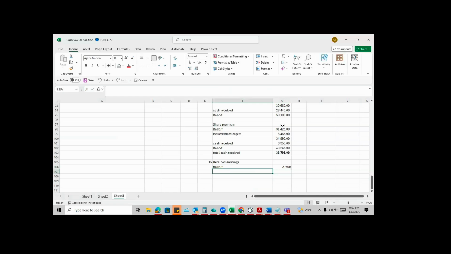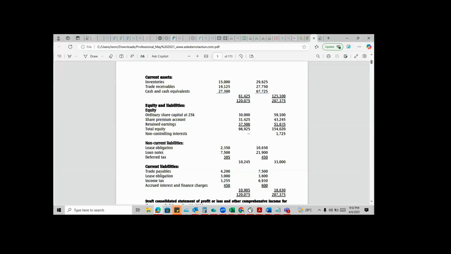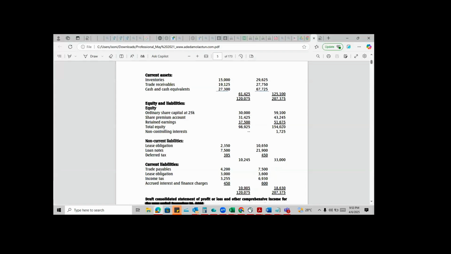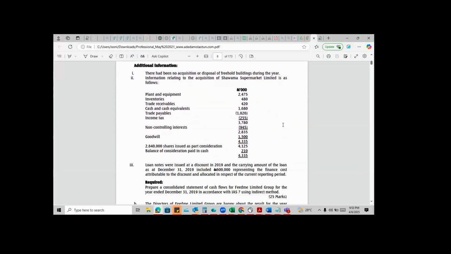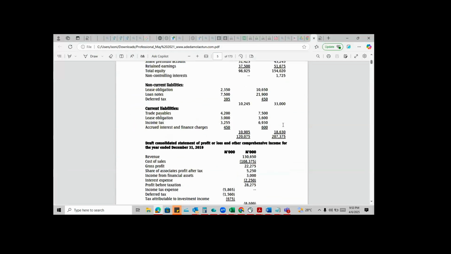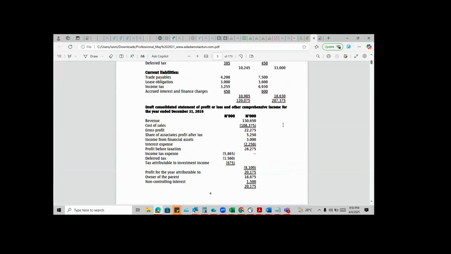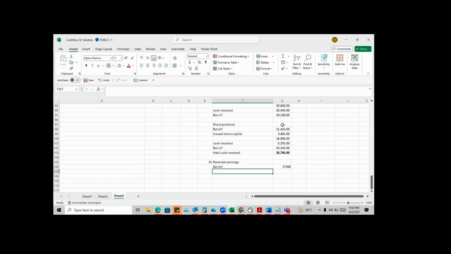37,500. Now, profit for the year that is attributable to the parents. The profit attributable to the parents would include what the parent had made and the share of the profit coming from the subsidiary. All right, so that is 18,675.